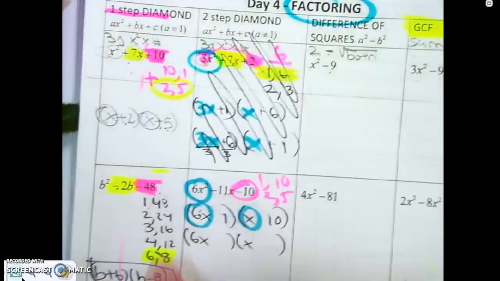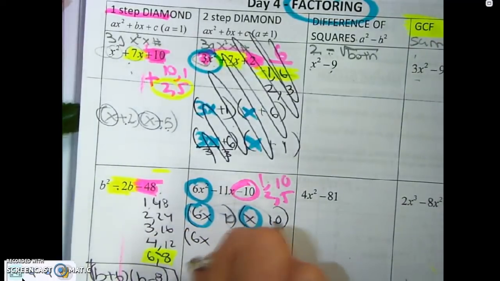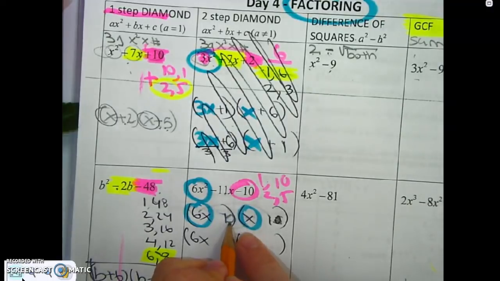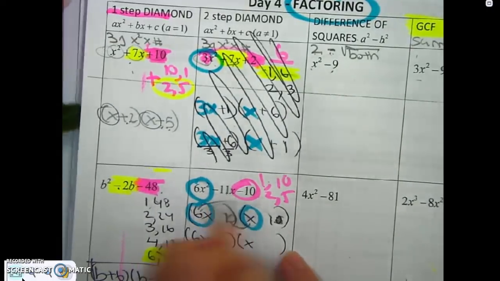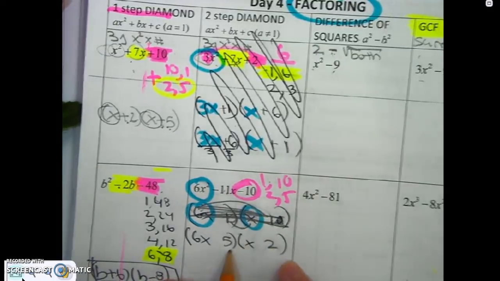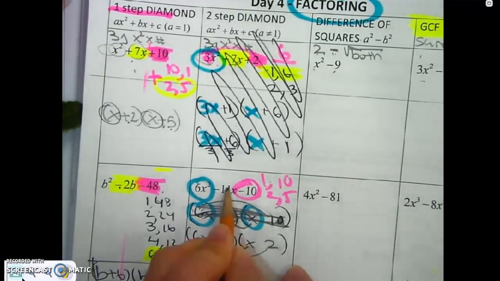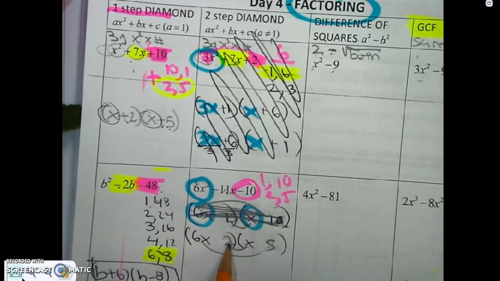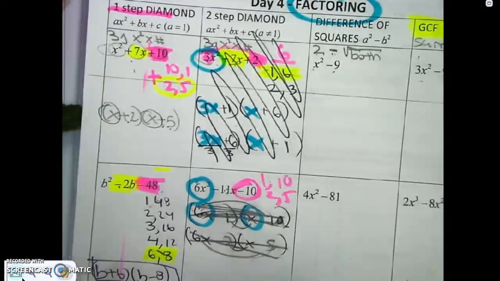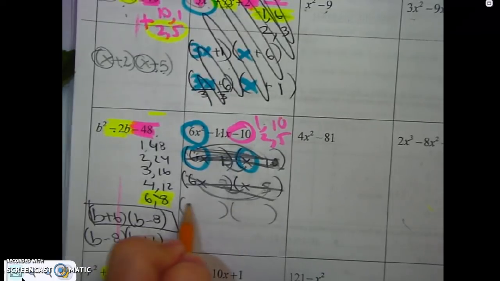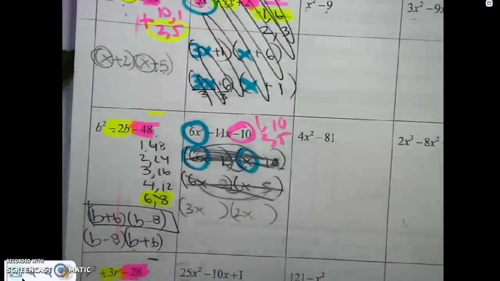So now I'm going to switch, and I'm going to put the 10 here and the 1 here. I get better at figuring out which one makes more sense. 10x and 6x isn't going to give me 11x, so it's out. 5 and 2, 5x and 12x, no. So I switch it. 2x and 30x, no. Shoot, none of them worked.